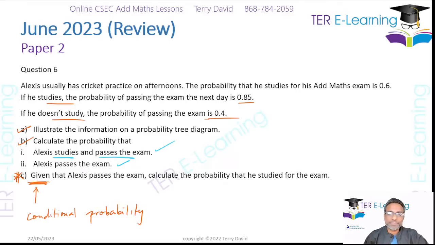So basically, let's give it some names. Given that he passes the exam, let's call that P. And calculate that he studied, let's call that S. So we have P and we have S. So in terms of probabilities, we want to find the probability that Alexis passes the exam given that he studied for the exam. Sorry, I'm reading wrong. Given that Alexis passed, so he studied for the exam.